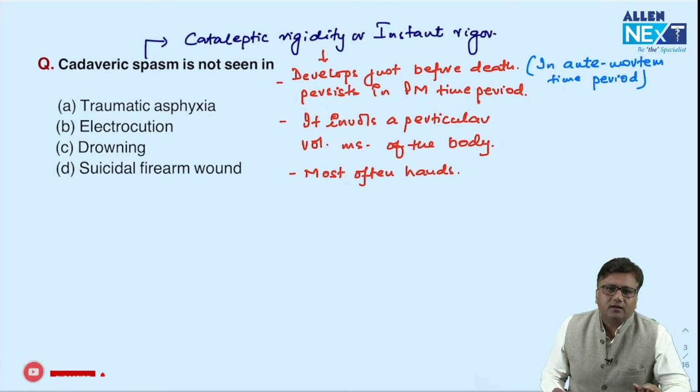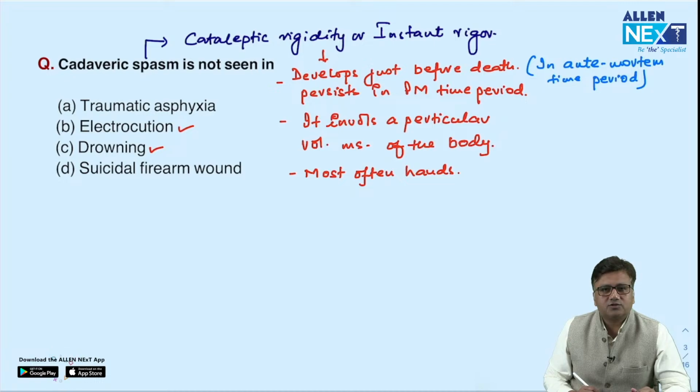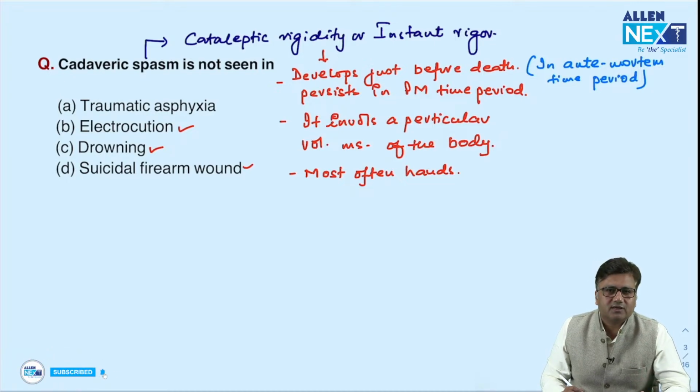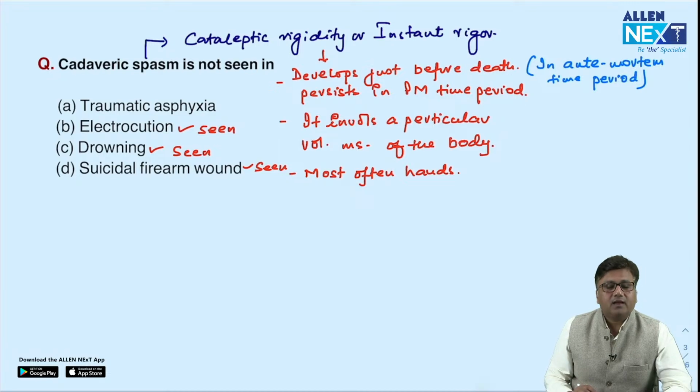Is it seen in electrocution? Yes, I'll tell you why. Is it seen in drowning? Yes. Is it seen in suicidal firearm? Somebody committing suicide by shooting themselves in their head? Yes, in all these three conditions, cadaveric spasm is seen. Is it seen in traumatic asphyxia? The answer is no.